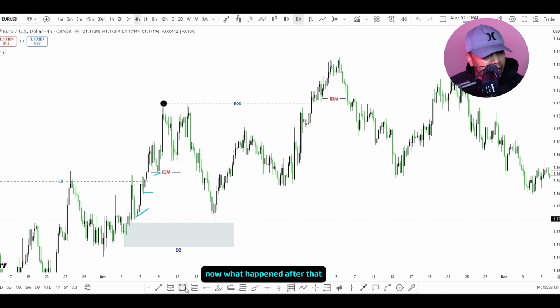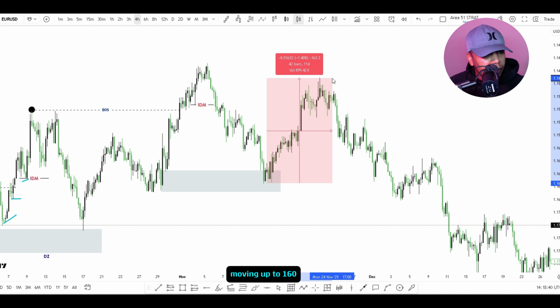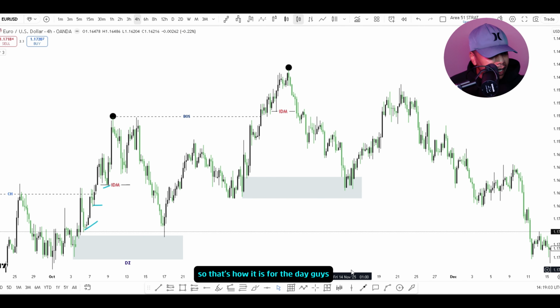Now, what happened after that? Price came all the way down here to this major demand zone and then reacted right away, moving up 163 pips, and this becomes our valid higher high. So that's how it is for the day, guys.